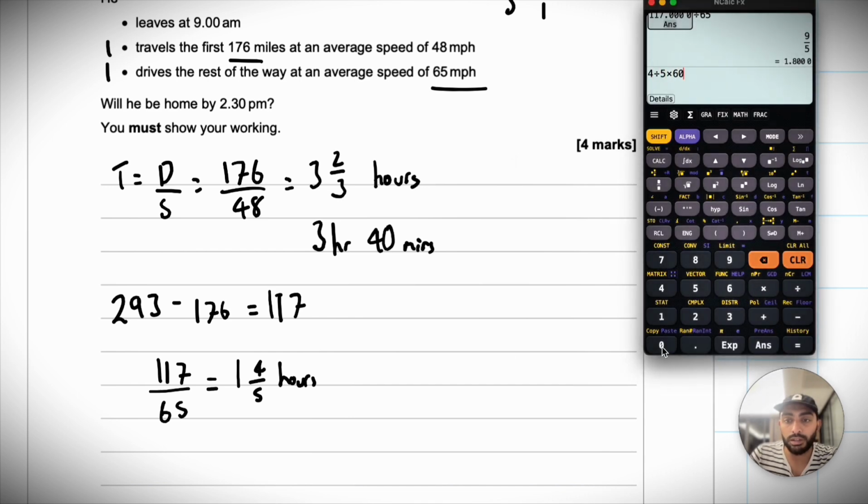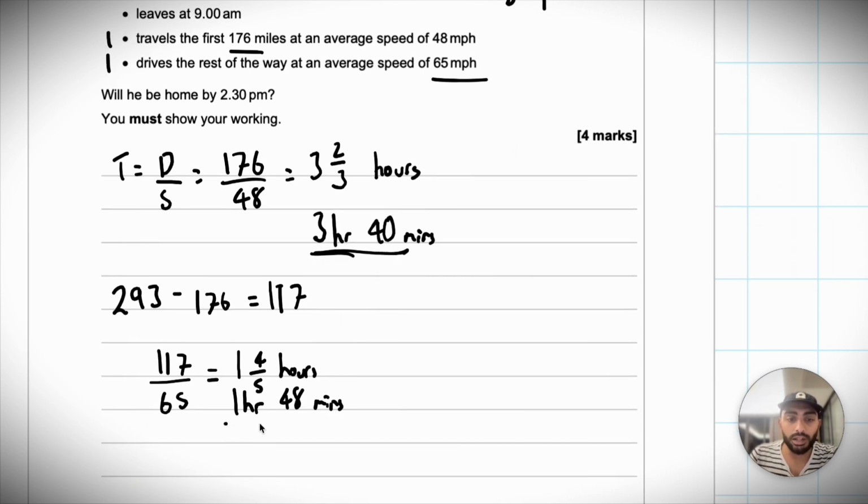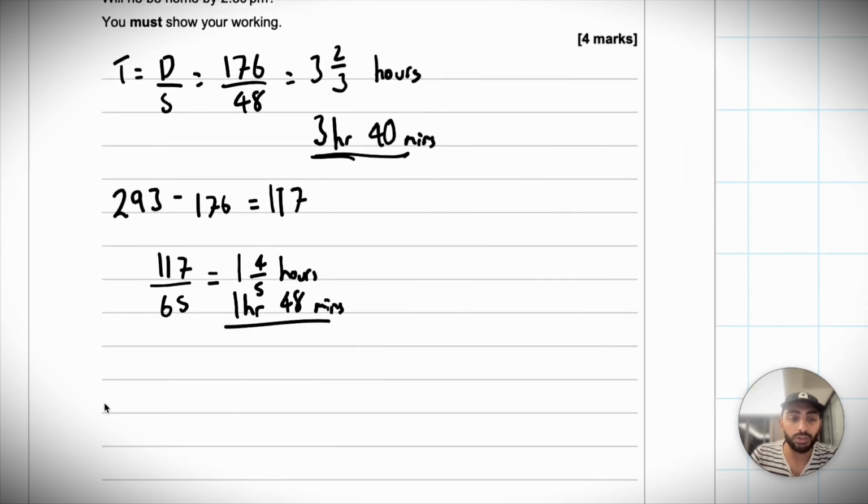4/5 of 60, 4/5 times by 60, which gives me 48. So it's 1 hour and 48 minutes. Charlie is traveling 3 hours and 40 minutes and 1 hour and 48 minutes. So we need to add those two together. So 3 hours and 40 minutes plus 1 hour and 48 minutes.